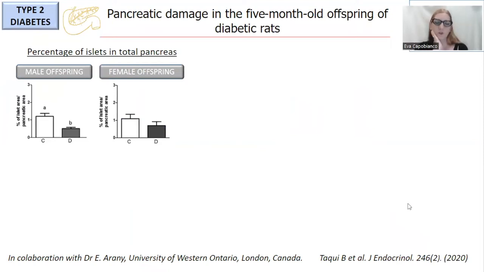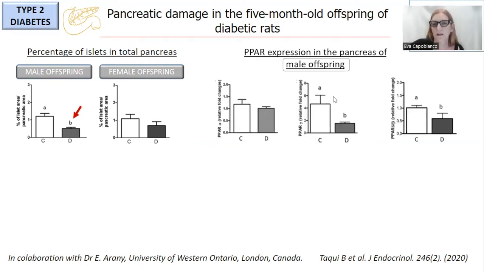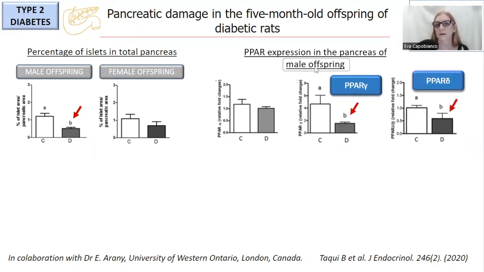Finally, in collaboration with Dr. Alani and people of her lab at the University of Western Ontario in Canada, we studied the pancreas of the offspring of mild diabetic rats, and we observed a reduction in the percentage of islets in total pancreas, but only in males. The rest of the work continued on the study of males, and we observed a decrease in the expression of PPAR gamma and PPAR delta in the pancreas of male offspring.